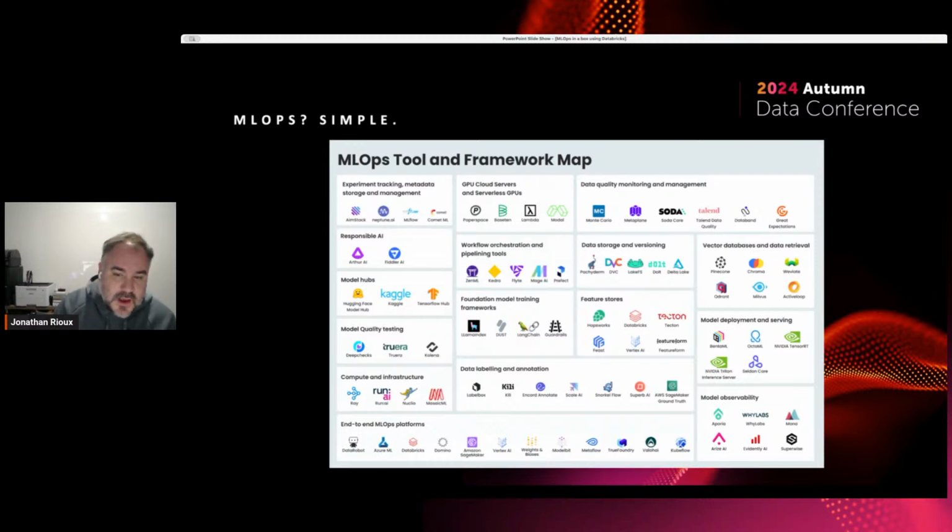Is the goal here for you to pick one tool for each box? Are you looking at the end-to-end platforms, such as DataRobot, Azure ML, Databricks, Domino? Do they have full coverage? Is there anything that you're going to need to complement them with? Should you complement them with anything?